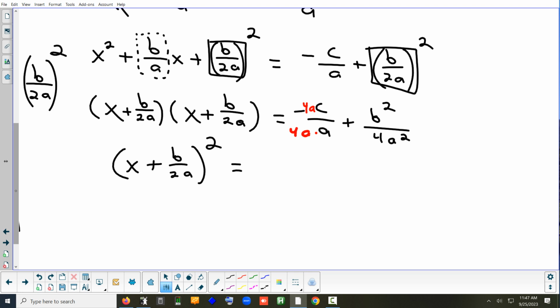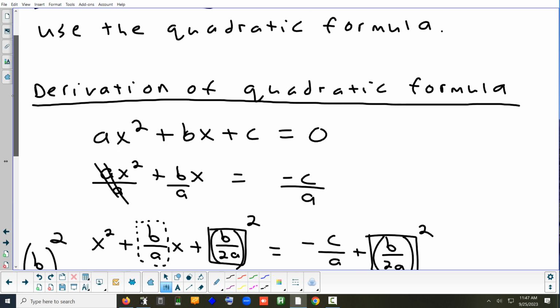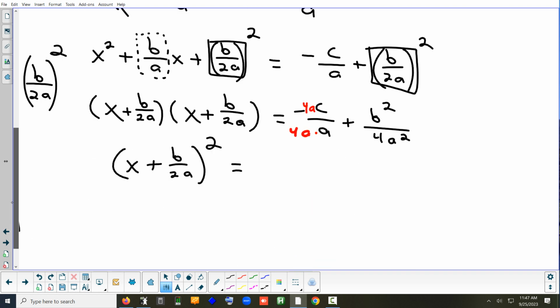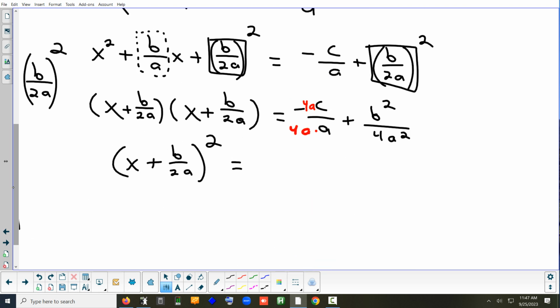I'm confused with what you were doing. So this is proving where the quadratic formula comes from. So we're completing the square. So on the right-hand side now, the denominator is 4a squared. And the numerator, I could write negative 4ac plus b squared, but I'm going to do b squared minus 4ac.